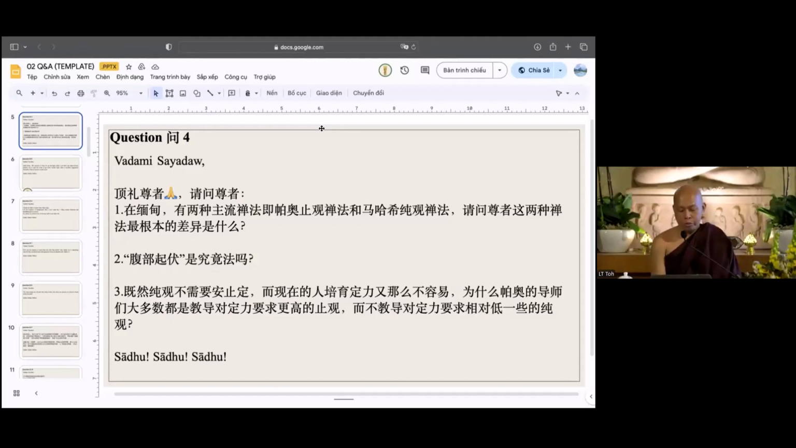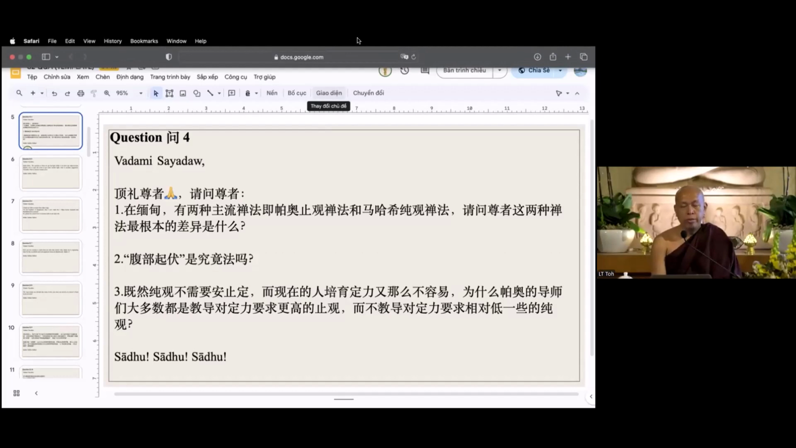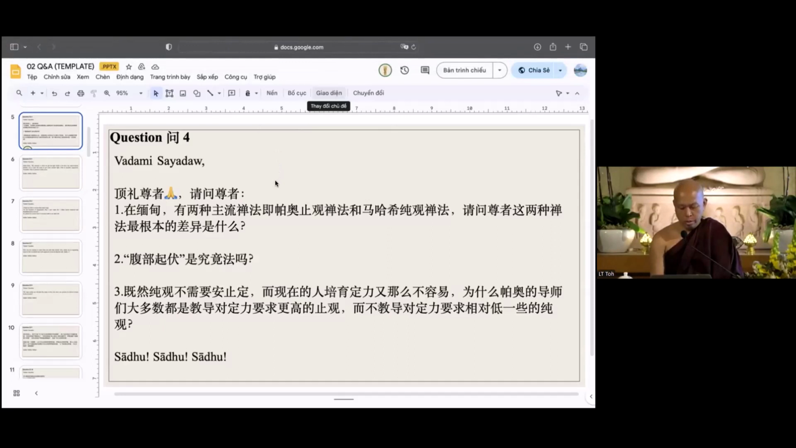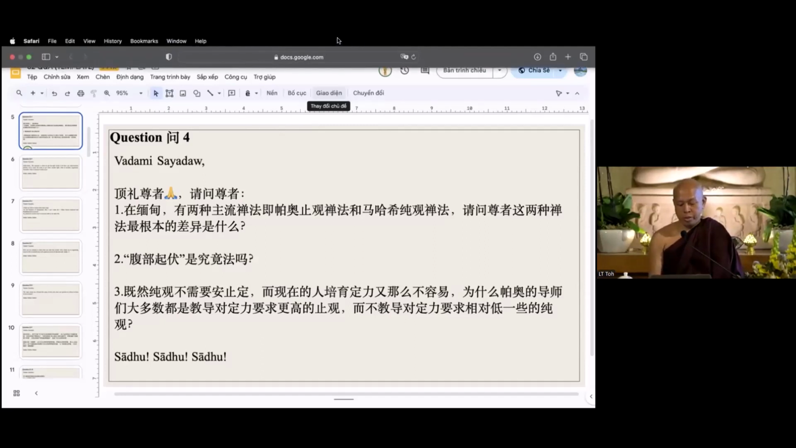Third question, as Sukkha Vipassana doesn't need jhana or appana samadhi, and in the modern world it is very difficult for people to cultivate concentration, why do the teachers in Pa-Auk still emphasize cultivating a high level of concentration, meaning the samatha way? Why don't they teach the Sukkha Vipassana method, which has less requirement for concentration? Okay.